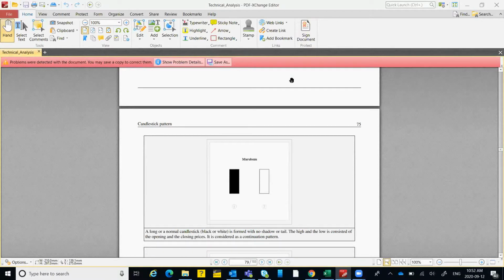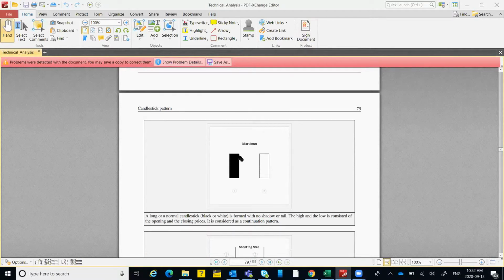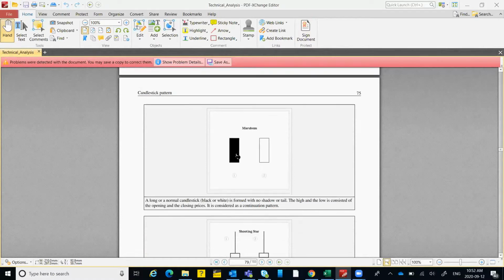So today, the first thing is the Marubozu candle. It can be a white candle or a black candle, maybe red or green, and it doesn't have any wick here.